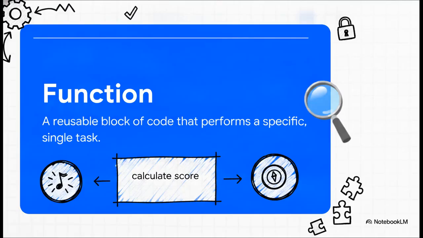So to solve our messy copy-paste problem, Python gives us this amazing tool. I want you to visualize it like a highly efficient real-world machine. Time for a quick vocabulary check? A function is a reusable block of code that performs a specific single task. And hey, that single task part, that's the real secret sauce. A good function doesn't try to do 20 things poorly. It does one thing, like calculating a player's score or maybe drawing a circle, perfectly, every single time you ask it to.